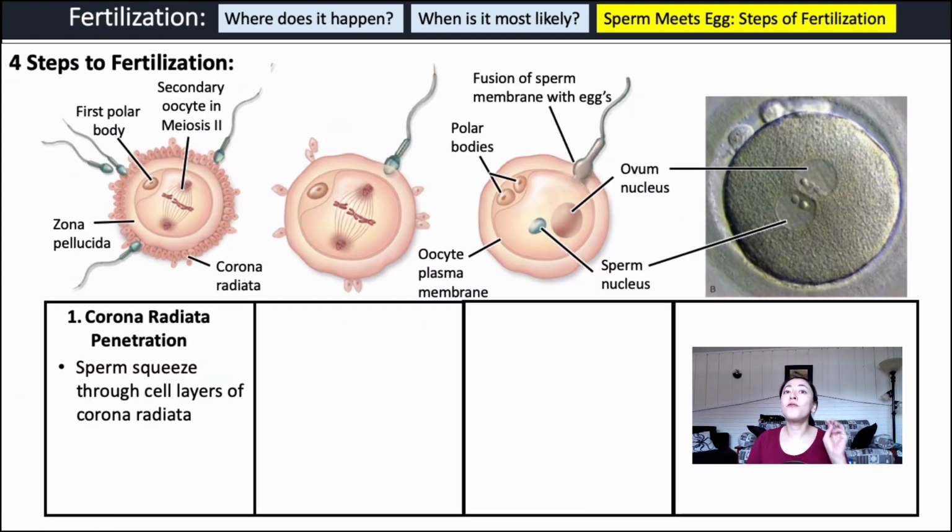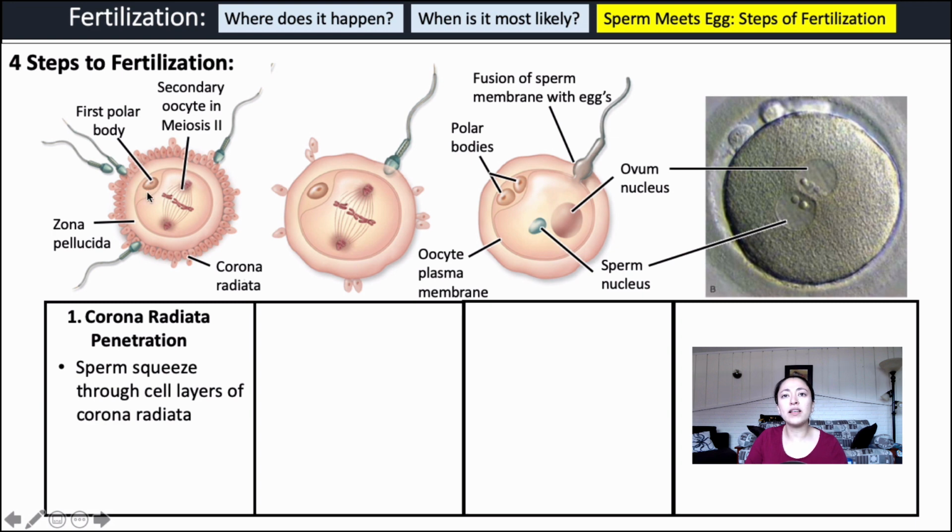Now let's look at the 4 steps necessary for fertilization to occur. These steps follow a very logical sequence. The first step is known as corona radiata penetration, and this is when the sperm squeezes through the cell layers of the corona radiata. So here we can see the sperm trying to penetrate the corona radiata. Inside here we have the secondary oocyte. It's arrested in meiosis II, so it hasn't quite finished cell division yet. Here you can actually see one of the polar bodies that has been created.